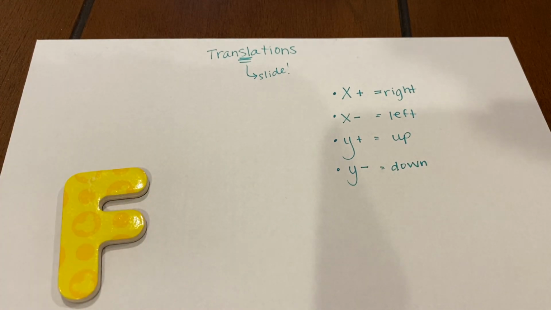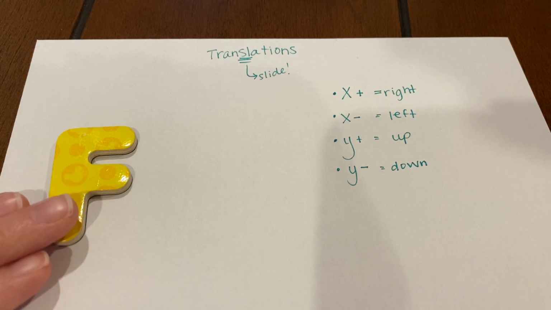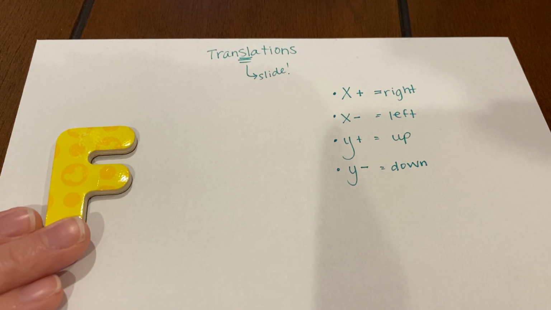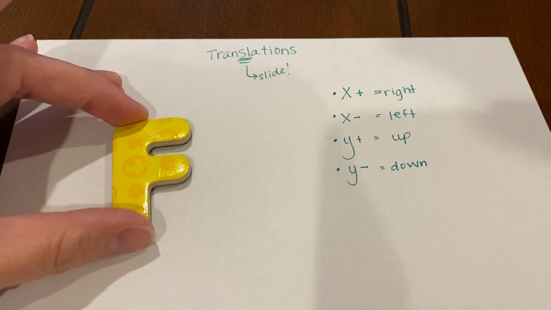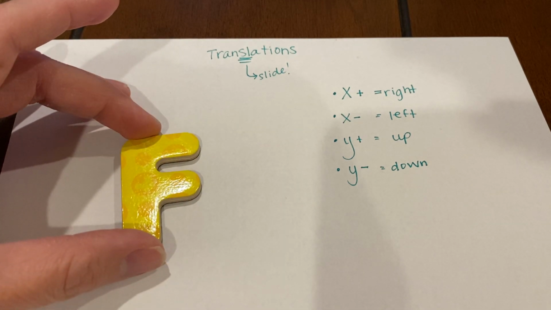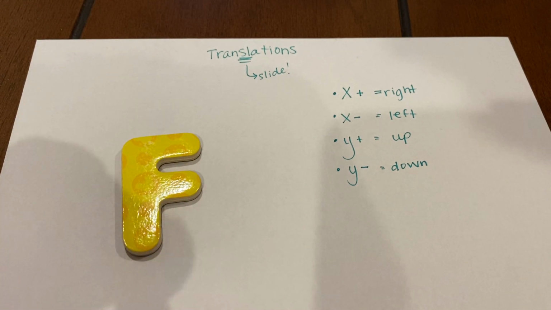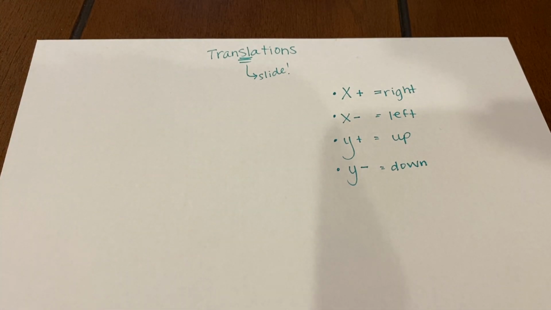Okay, with a translation, it's important to remember that it doesn't change the size. When you're sliding this figure around, it's still the same size letter F. It didn't change sizes at all. It's only changing where it's positioned, okay? And the other important thing with translations is that every single point on your object has to do the same thing. So let's look at that with actual math. That's pretty much all of our notes.